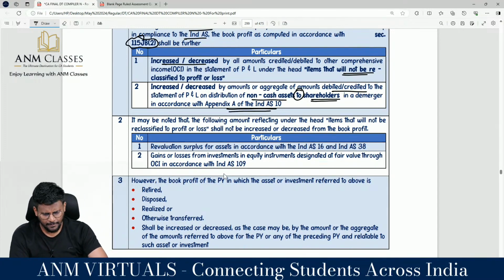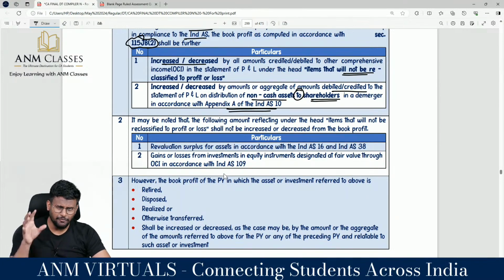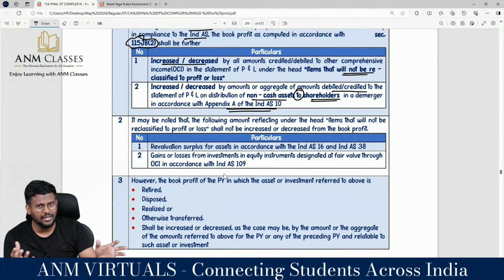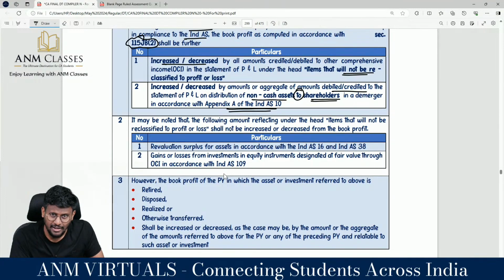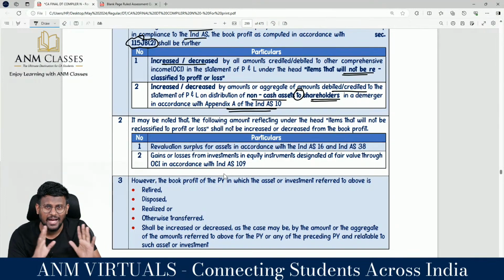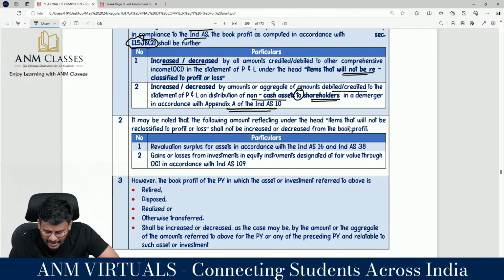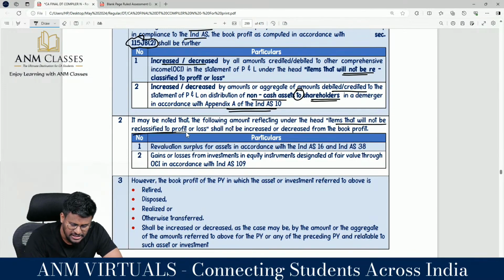That means at the time of demerger, you are either settling more to the shareholders or less to the shareholders by way of issue of non-cash asset. If that item has been debited to the P&L account or credited to the P&L account as per Ind AS 10, then that adjustment will not be allowed as per Ind AS MAT, and should be added back or reduced. It may be noted that further they are saying something. The following amount reflecting under the head item that will not be reclassified to P&L shall not be increased or decreased from the book profit.